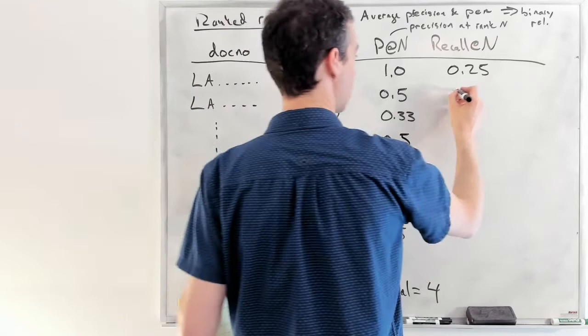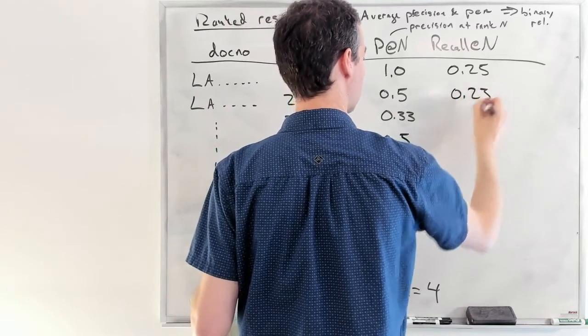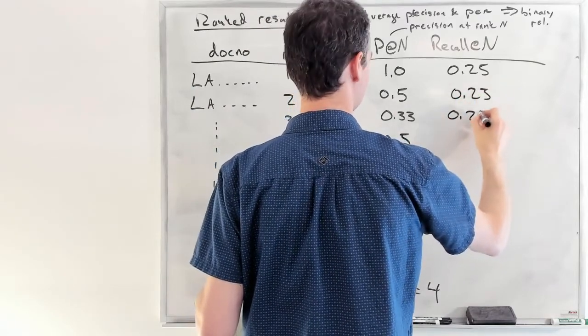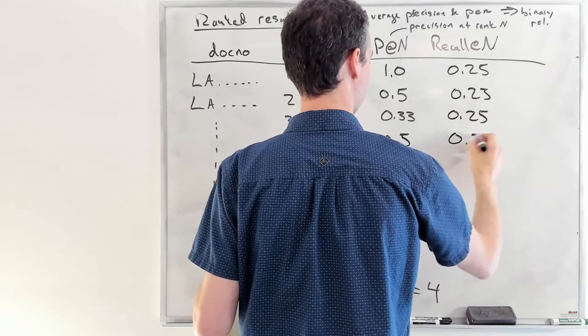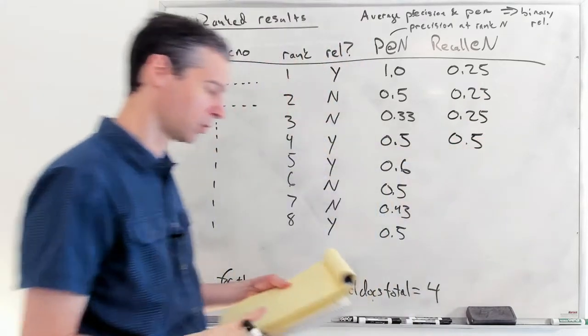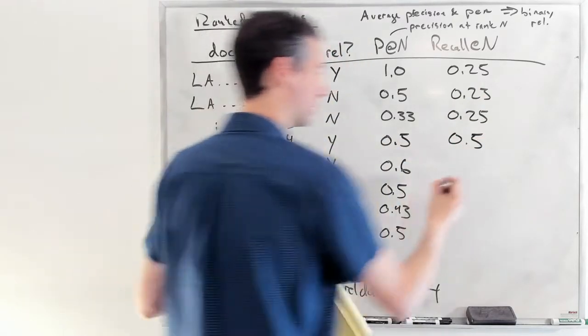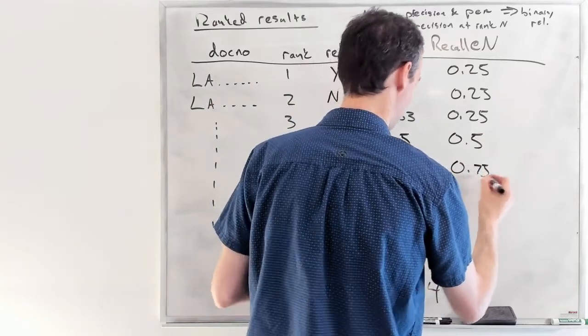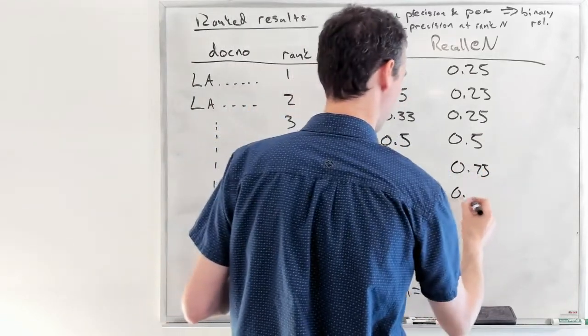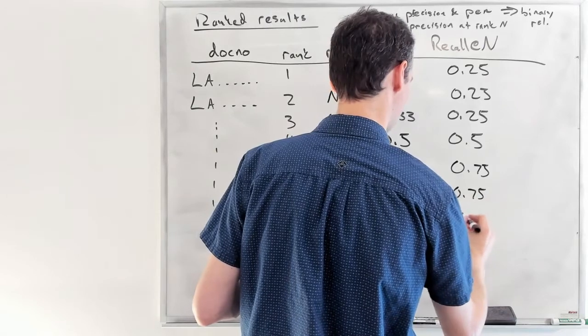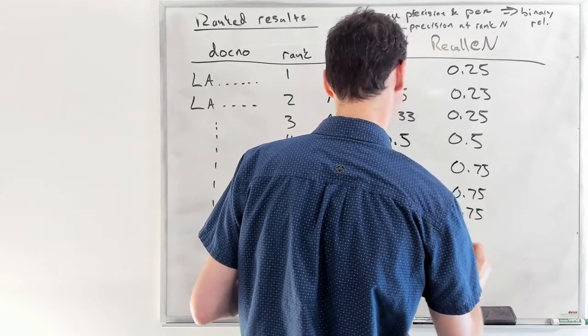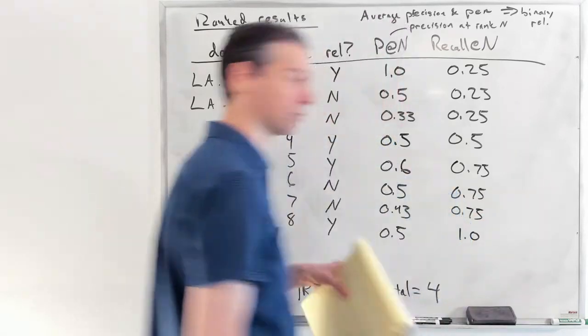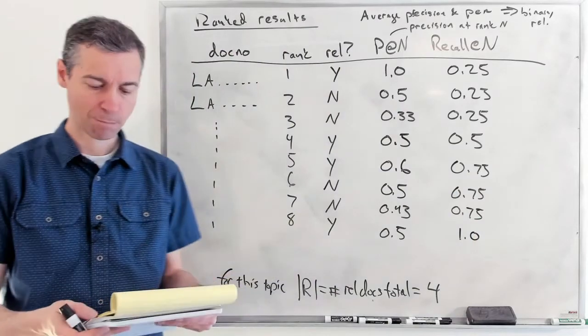Now, it stays this way, of course, until we find another one. And then, great, we finally found another one, and we go up to 0.5. We find another one, we go up to 0.75. We stay at 0.75, and then we eventually get 100% recall. Okay.